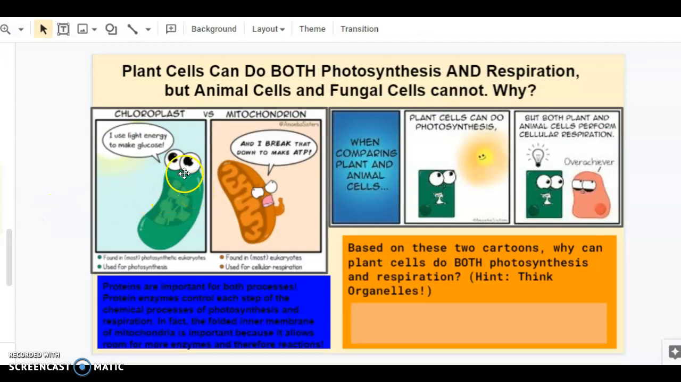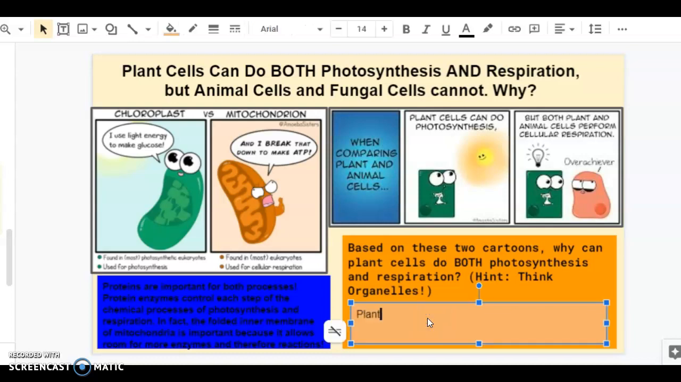Remember, photosynthesis happens in a chloroplast, and respiration happens in a mitochondria. Plant cells can do photosynthesis and respiration. Animal cells can only do respiration, which is why this animal cell is calling this plant cell an overachiever. Why is that true? Well, think about plant cells. In order to do photosynthesis, what must they have? They have to have a chloroplast. In order to do respiration, what must plant cells have? They have to have mitochondria. And in fact, they have both of those things.